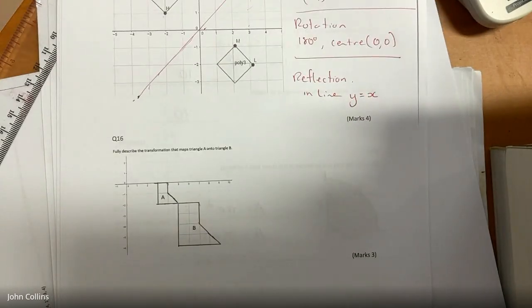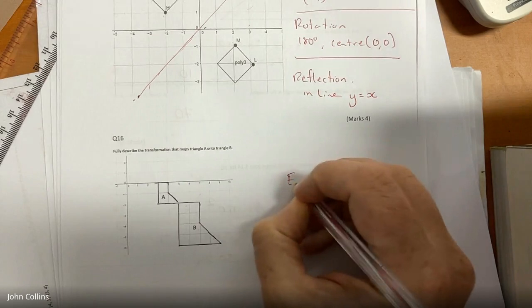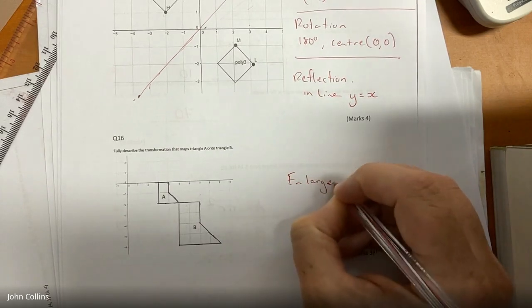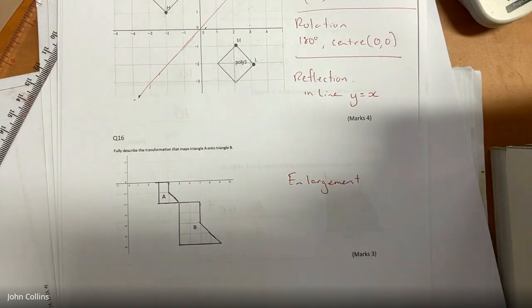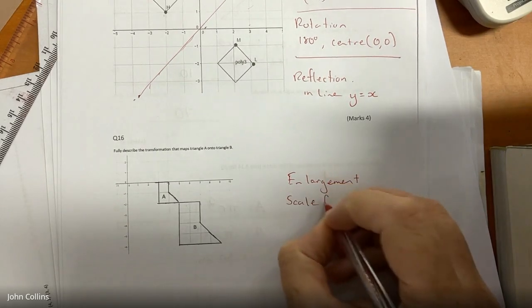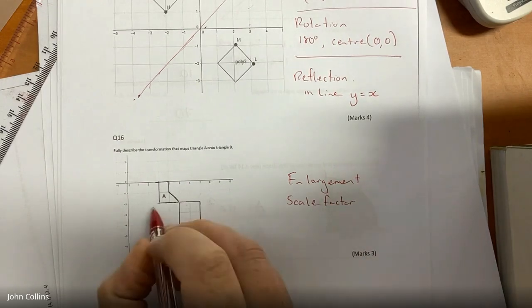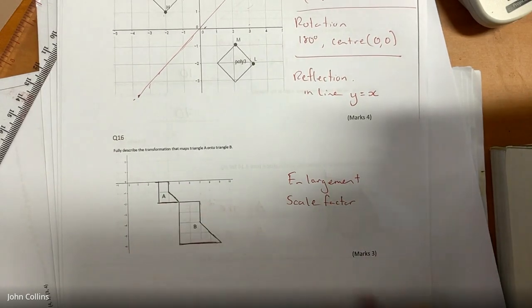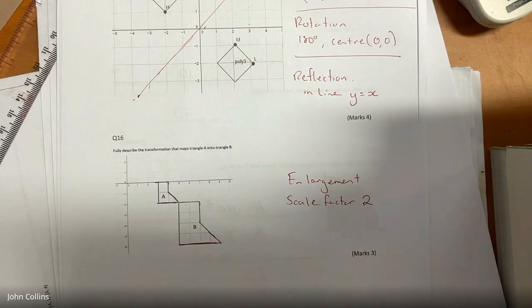Okay, so fully describe again. Transformation, it's an enlargement. Okay, good start. If you wrote enlargement, you get 1 mark. The scale factor you can do from just counting the boxes. This one has 2 boxes here, and this one has 4. That's twice as big. So scale factor is 2.